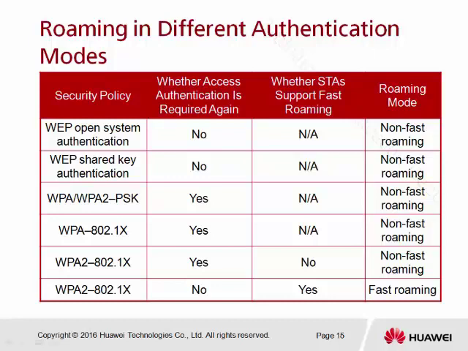So you can see the table here. It's a comparison between WEP, WPA, and also WPA2. It shows whether access authentication is required again, because sometimes when we perform roaming, after you roam from AP1 to AP number 2, you might ask the user to do the authentication again, or else they cannot access the network. It also shows whether the STA supports fast roaming or not. And the last one is the roaming mode they can perform right now.